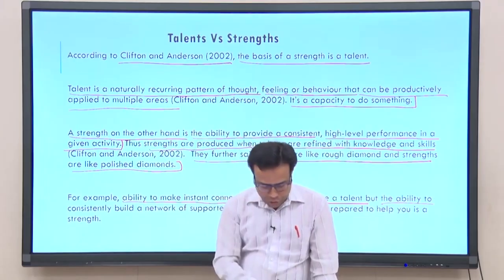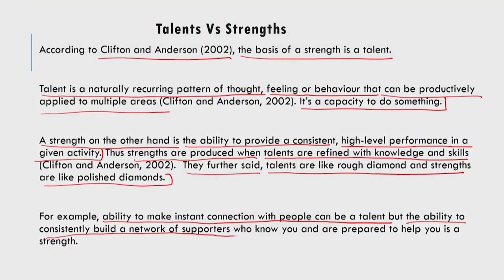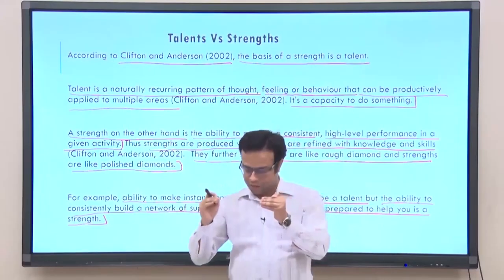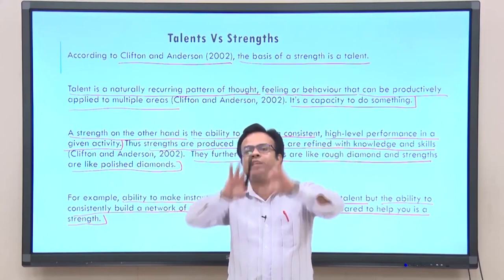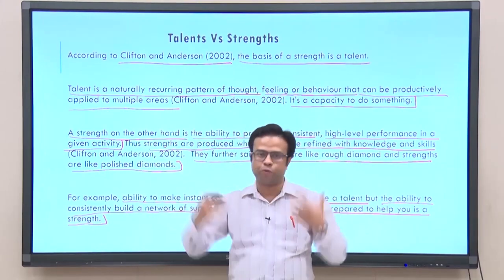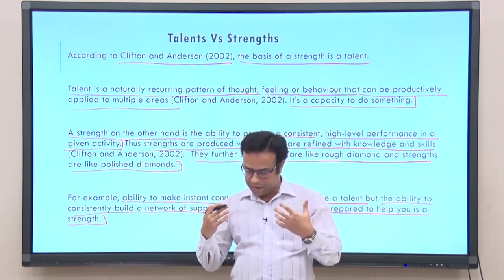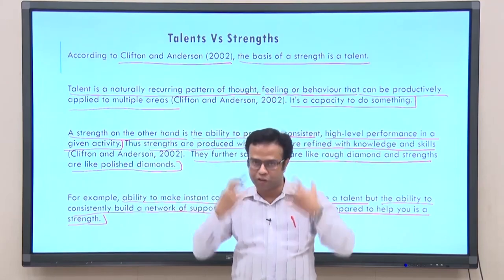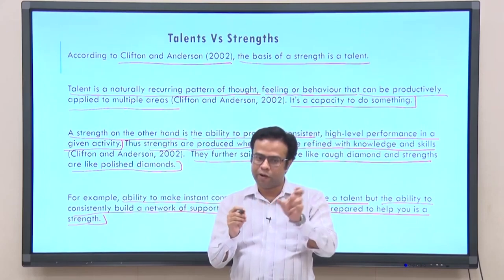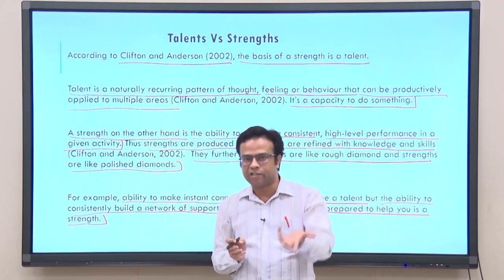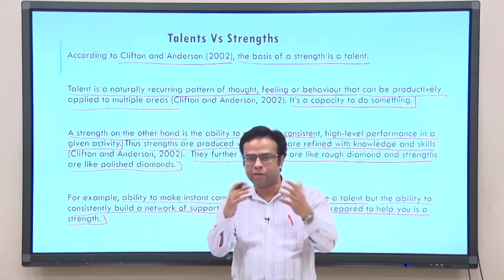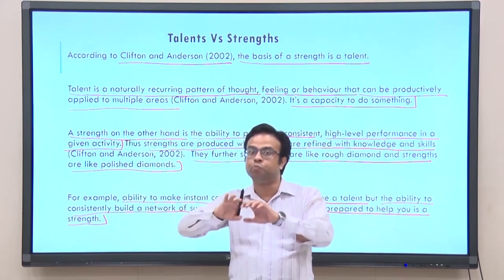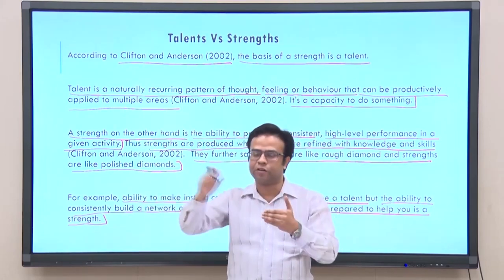But the ability to consistently build a network of support who know you and are prepared to help you is a strength. But how do you use that talent? Are you able to use that ability to connect with people, to build a proper support network and maintain a proper relationship with them, so that you can get benefited from this support network? That is a strength. So, you have a talent to connect with people, but it may go waste if you are not able to polish it properly and use it in a productive way, and to build networks of people and make proper connection and healthy relationships.